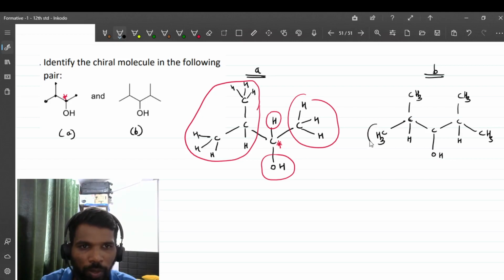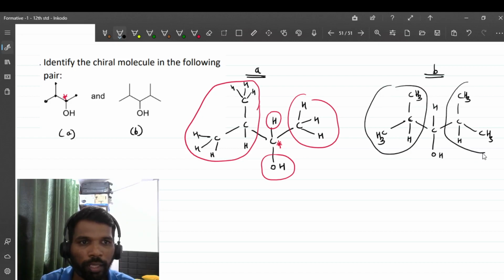This is also not chiral because these two groups are similar. This carbon is also not chiral because these two groups are similar. But what about the center one? Is it chiral? No, this is also not chiral. There is one hydrogen. This hydrogen and OH are different. But if you see this group and this group, they are the same. So in compound B, there is no asymmetric carbon.